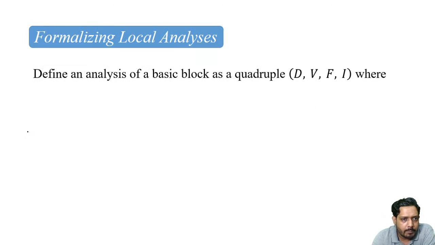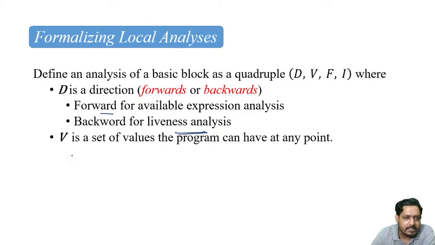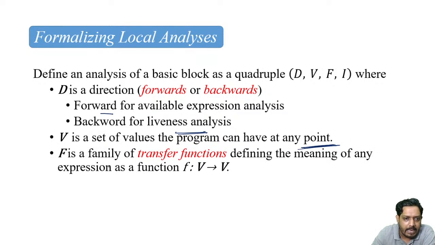So now global optimization: define an analysis on the basic block where D is the direction. You see that available analysis was a forward direction and liveness analysis was a backward direction. V is the set of values the program can have at any point of time, values, variables. And F is a family of transfer functions that will define that.